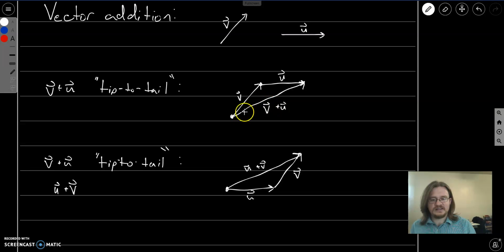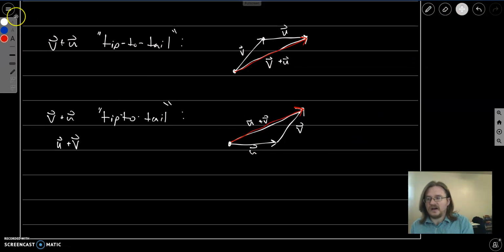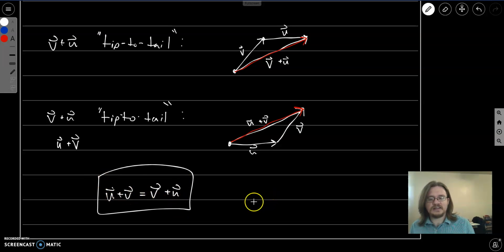And what you'll notice is that these two vectors, maybe I can draw that in red, the vector v plus u and the vector u plus v are in fact the same vector. It's maybe not obvious from my drawing, but u plus v is the same thing as v plus u. So just like with numbers, it doesn't matter the order in which you add vectors. 2 plus 3 is the same thing as 3 plus 2. u plus v is going to be the same thing as v plus u. Vector addition works a lot like numbers.